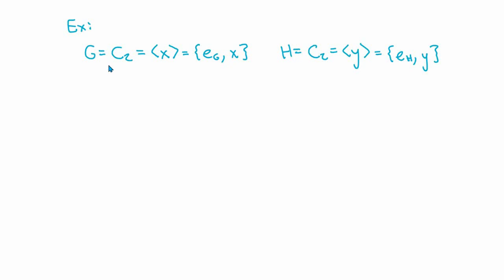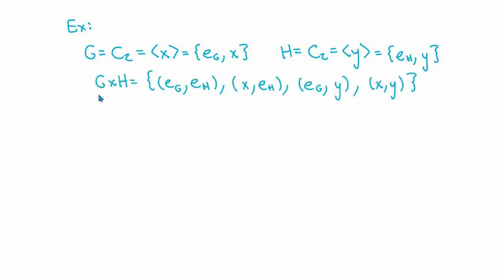Let's let G be a cyclic group of order 2 generated by an element x, and let's label its elements as e sub G for the identity and x. And let's let H be a cyclic group of order 2 with a generator y, and with elements e sub H and y. Then, as a set, the direct product of the two groups G and H is just the Cartesian product, which is the set of all ordered pairs of elements of G, comma, elements of H.